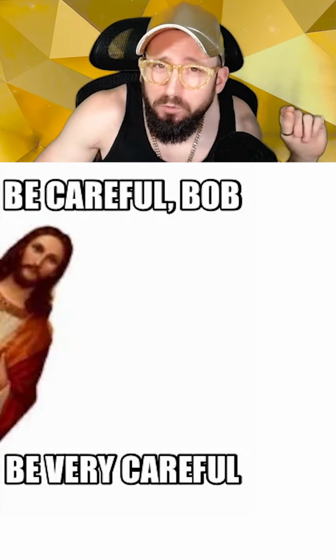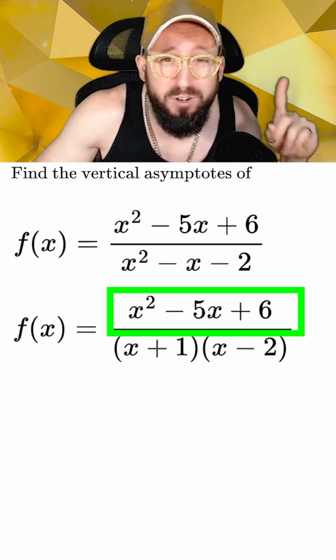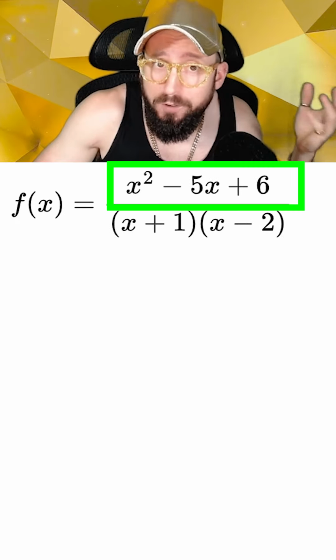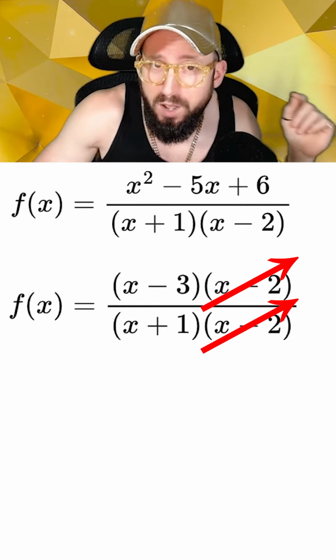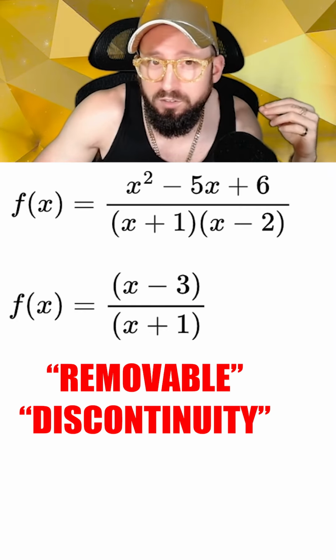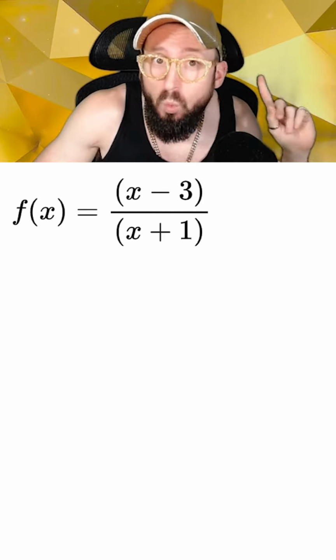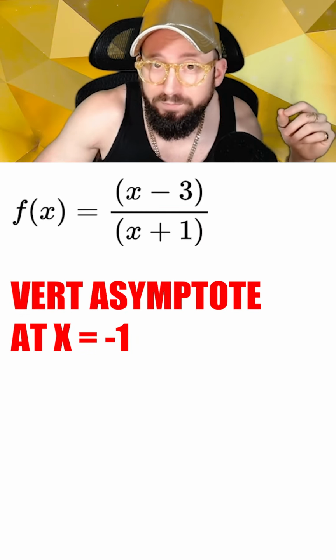However, we have to be careful here and also factor out the top to make sure nothing cancels. In this case, the numerator factors to x minus 3 and x minus 2, so we are going to cancel the x minus 2 on the bottom. This is also called a removable discontinuity. Now we can see that our function only has one vertical asymptote at x equals -1, and we're done.